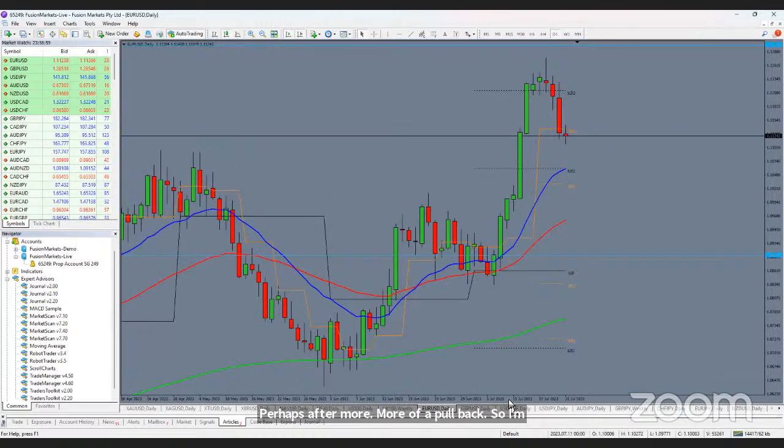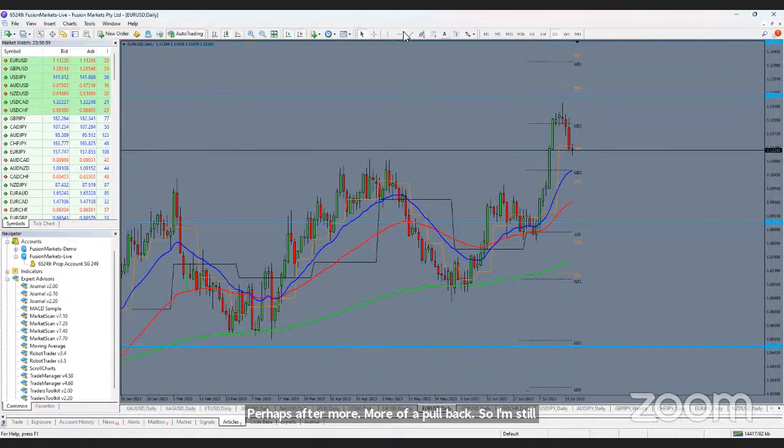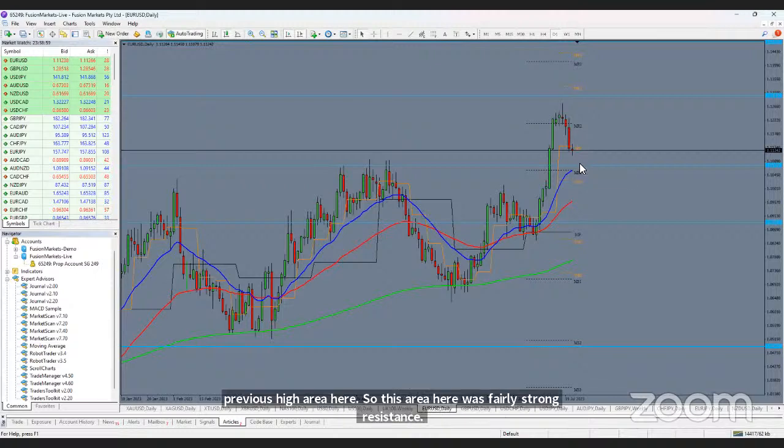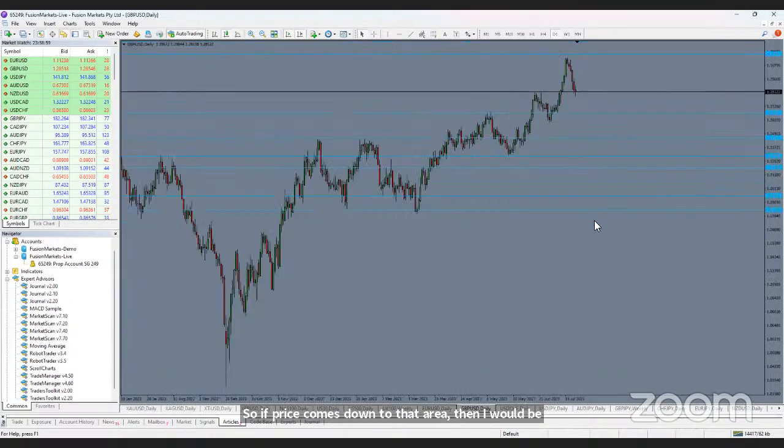So I'm still bullish on the euro. The pullback has not finished, but we also have this previous high area here. So this area here was fairly strong resistance. So if price comes down to that area, then I would be looking for a return to the uptrend. Cable, I'm also very bullish on. It is retracing currently, and it's a pretty strong retracement. But we do still have higher lows and higher highs in place. It didn't quite make it up to this horizontal level up here.